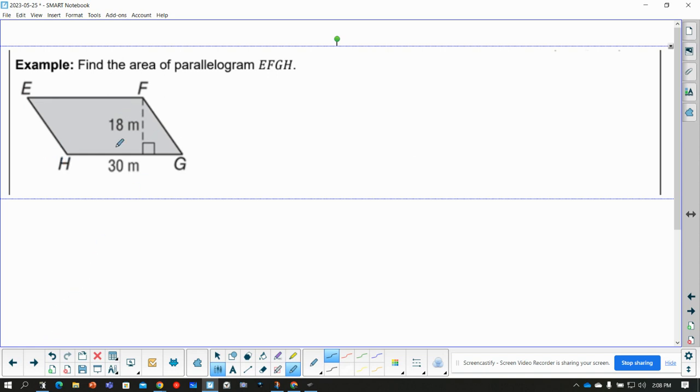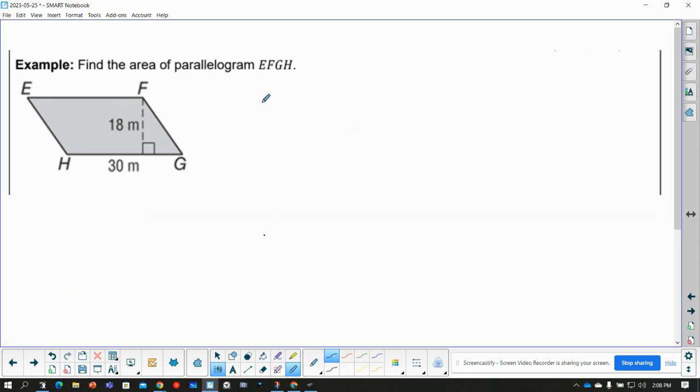So with this, finding the area, since it's a parallelogram, we're going to do the base times the height. So the only side I have is this side right here. It's 30. And this perpendicular distance, there's my perpendicular, right? Shows there's a right angle there. That's my height. So base times height, area equals base times height.